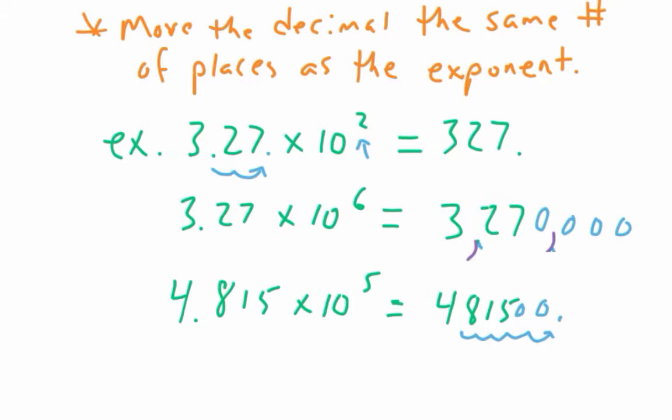So did everybody add the 2 zeros? Or am I a little ahead of you? Yep, nice. Because we want to move it 5 jumps, and in moving it 5 jumps, 3 of the jumps get us to the end of our number. Then we have 2 more jumps to go. So 481,500. How you doing? Are you feeling pretty good?